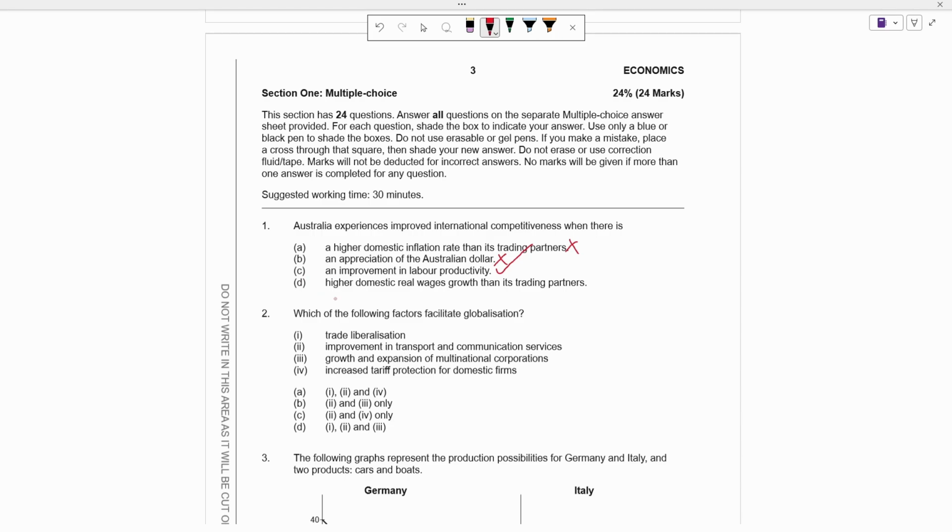D, higher domestic real wages growth than its trading partners. This one is also incorrect. If our real wages are higher than our trading partners', this would mean we are paying a higher cost of input. If our cost of inputs are higher than our trading partners', we would have to increase our price, therefore decreasing Australia's international competitiveness.